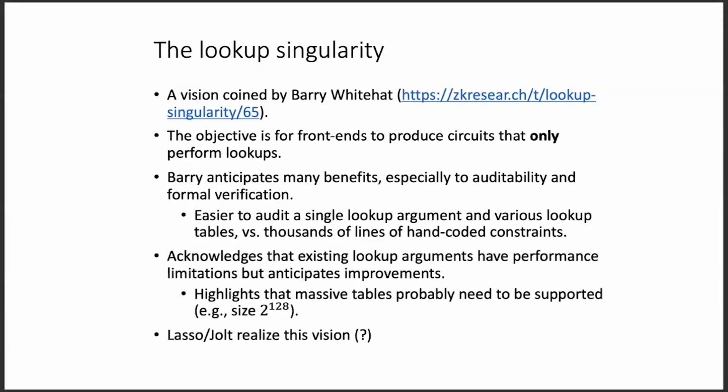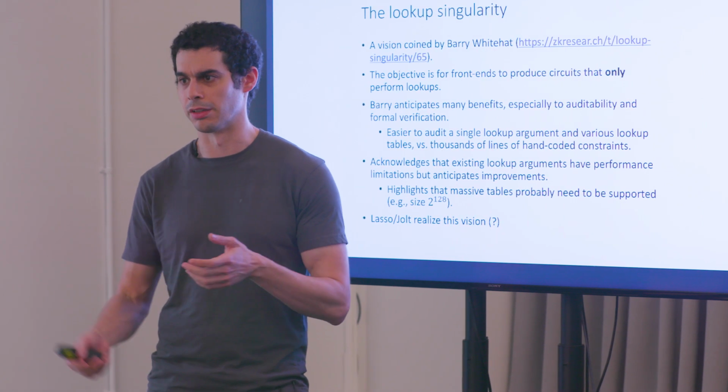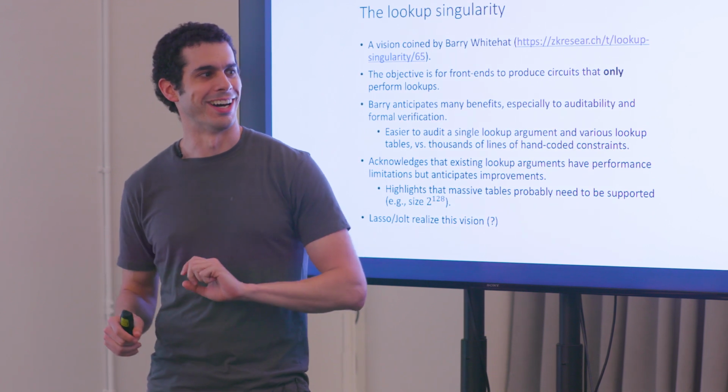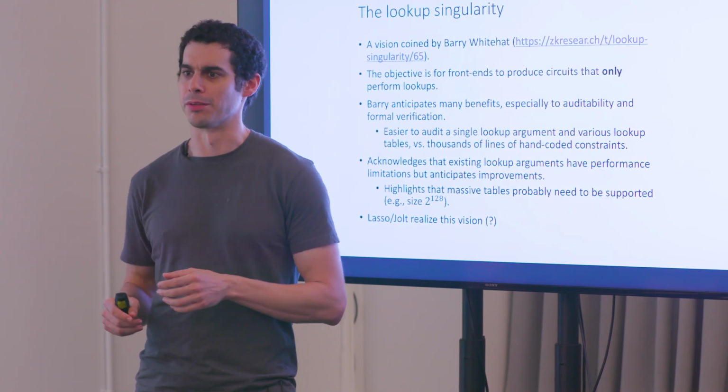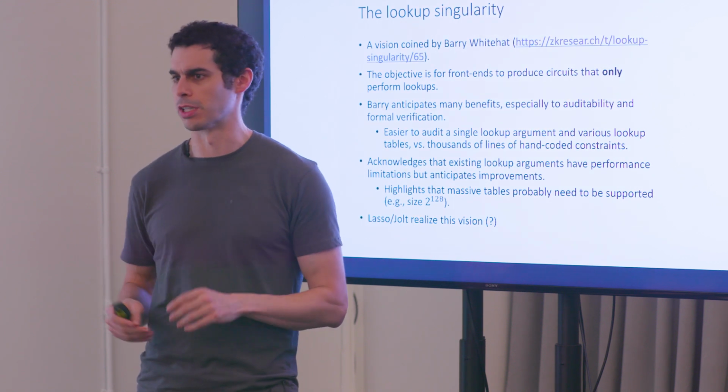Okay. So Barry's post, and a couple of posts, definitely acknowledge performance considerations as well. It acknowledges that current lookup arguments are slower than we would like for this, and one of the comments, I think, highlights that for the lookup singularity to be realized, you probably do need to support lookups into giant tables, and mentions things like structured tables possibly allowing for that. But it's hard to say in this post what else Barry may have had in mind. And certainly, I hope that Lasso and Jolt are coming close to realizing this vision.